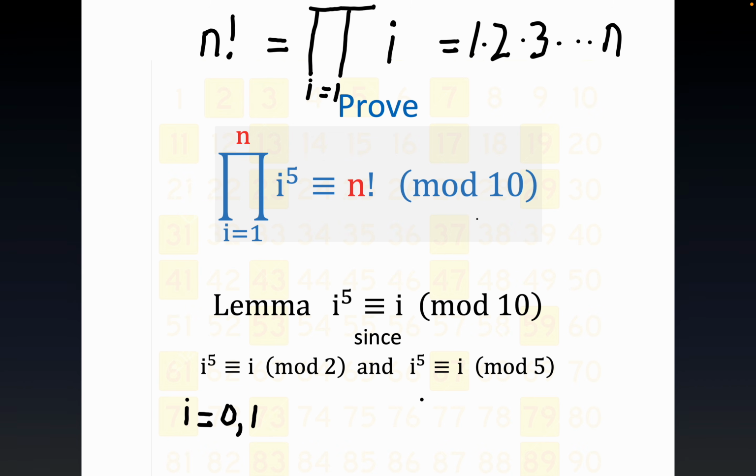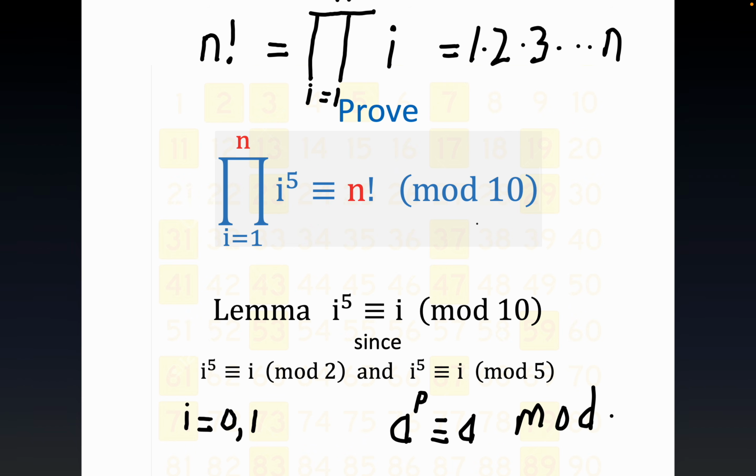You can check it for 0, 1, 2, 3, 4, or you can just note this is the relatively famous Fermat's little theorem, I think. a to the p is congruent to a mod p. And this is for all a. You don't have to even have the relatively prime condition going on here. Okay, so mod p. And this is exactly that form, so we're done.